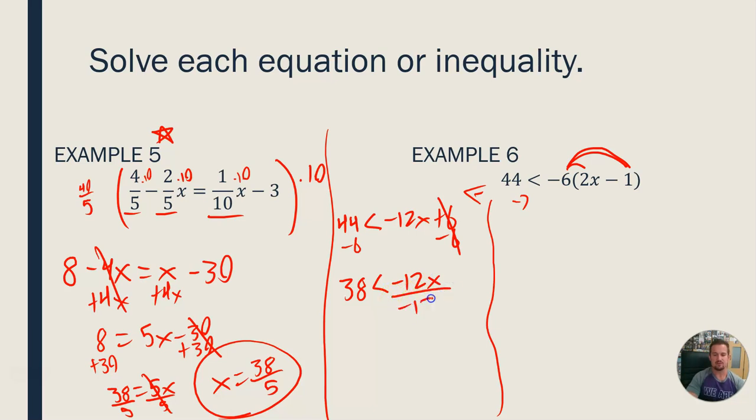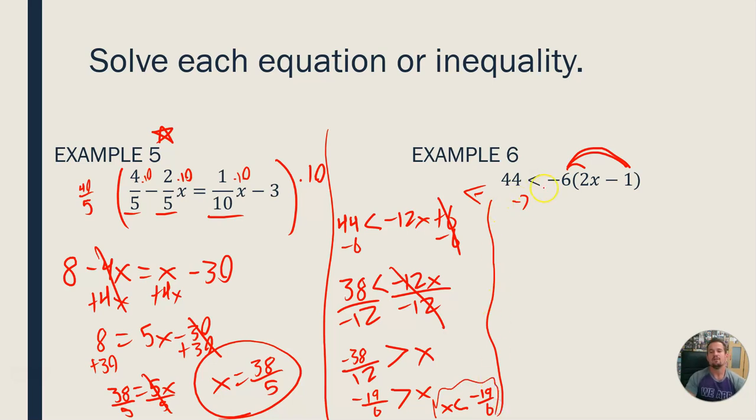Then I'm going to divide by negative 12. Okay? Note, something to pay attention to when I'm dealing with inequalities is whenever I divide by a negative number, this inequality symbol is going to change direction. So I'm going to be left with x is less than negative 38 over 12. I could simplify that fraction if I wanted to. I think that's negative 19 over 6. But x is less than negative 19 sixths. Or you could flip it around. X is less than negative 19 sixths.